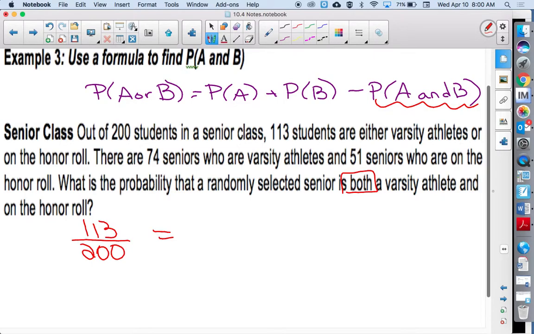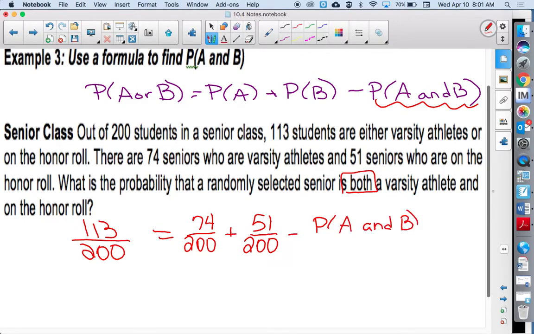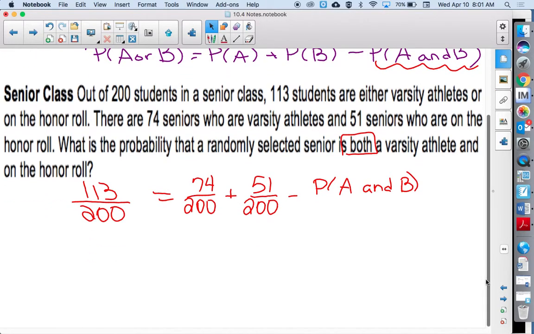Maggie, what's the probability that they are just a varsity athlete? 74. And the probability that they are just on honor roll? 51. And our goal is to find the probability that they're both a varsity athlete and on honor roll instead of being one or the other.